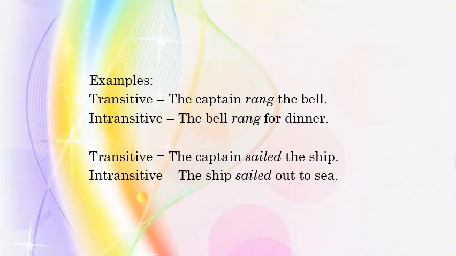Now here are some examples of transitive and intransitive verbs in sentences. Let's read and find out the difference. Transitive: the captain rang the bell. In this sentence, the verb is rang and it has a direct object, the bell. So that means this sentence is with a transitive verb.